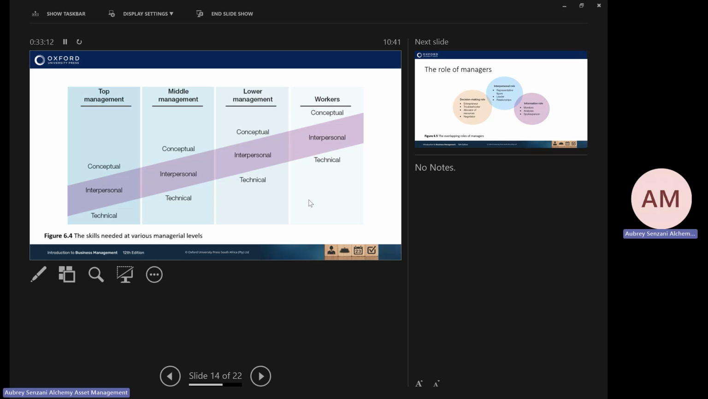Another good example would be the military structure. If you think about it, the workers of a business are the soldiers. They're out there taking orders. They're the ones doing the fighting, technically. And you get lower management, which are your colonels and your majors. They're in charge of the soldiers in battalions, and they need both technical skills, to know how to fight, but also to know how to strategize and lead.